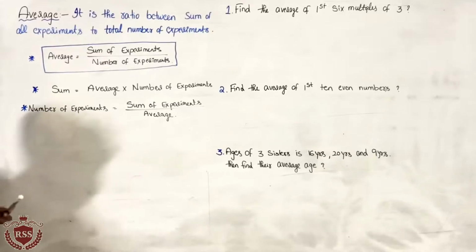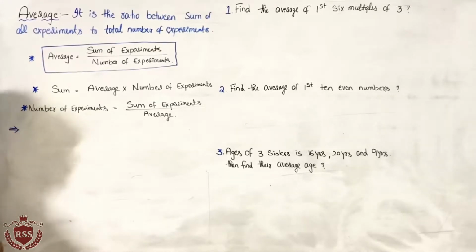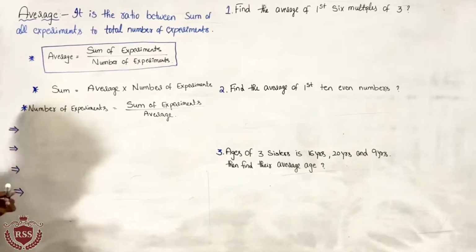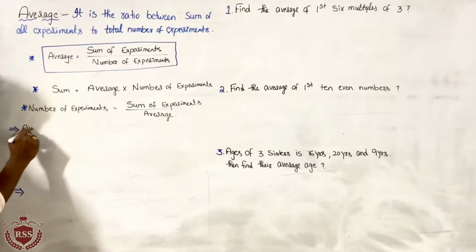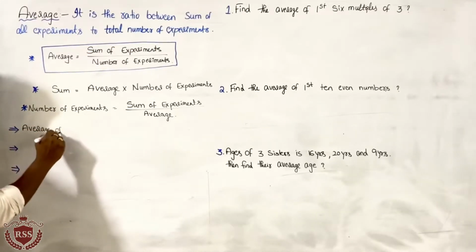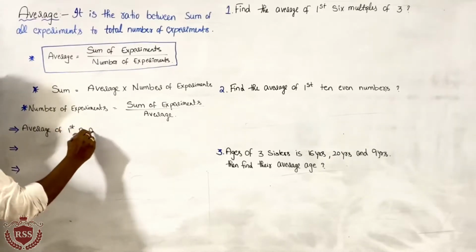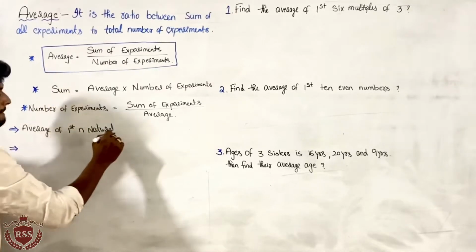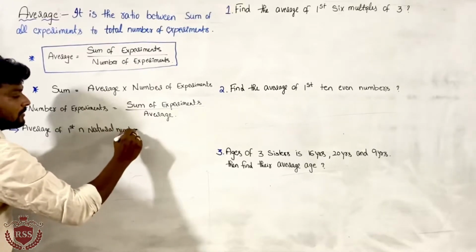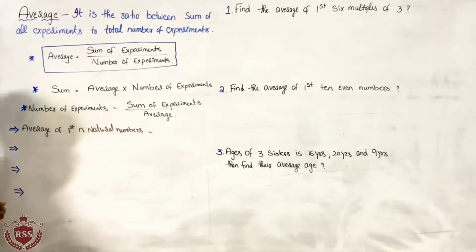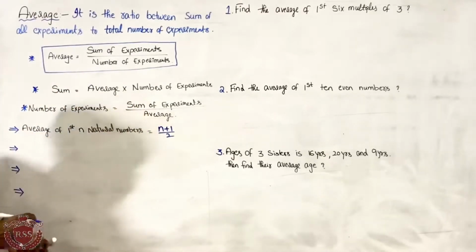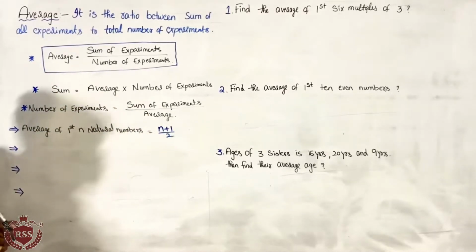And we have one more set of important points: average of first n natural numbers, average of first n whole numbers, average of first n even numbers, average of first n odd numbers. Let's see, average of first n natural numbers, which equals n plus 1 by 2. That is the formula, n plus 1 by 2.